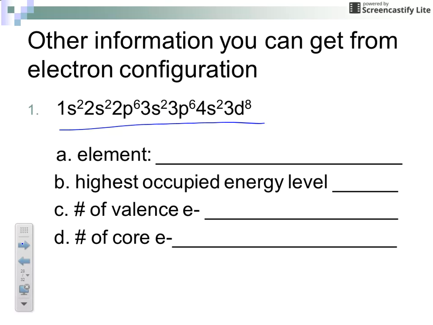So let's add up all of our superscripts. 2 plus 2 is 4, plus 6 is 10, 11, 12, plus 6 is going to give you 18, 19, 20, plus 8 is 28 total electrons. So that means that the element that the electron configuration represents is element 28, which is nickel. Okay, so that's the first question I want you to be able to answer: who is the element?